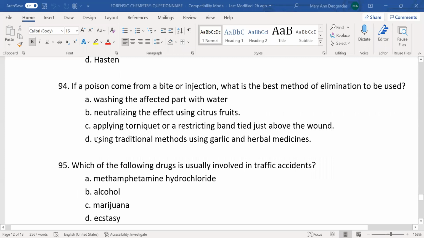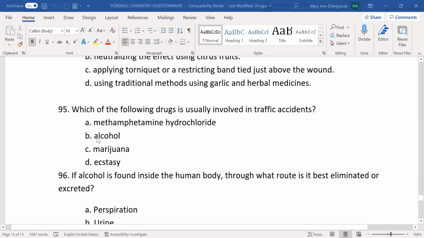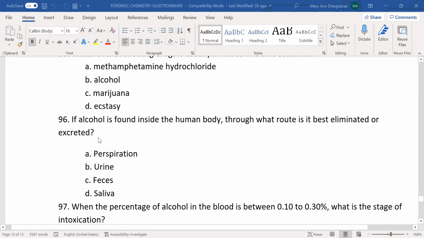Next, 95. Which of the following drugs is usually involved in traffic accidents? Syempre, alcohol. Bakit nangyari yung aksidente? Nakainom yung driver. So alcohol, 95 is letter B.